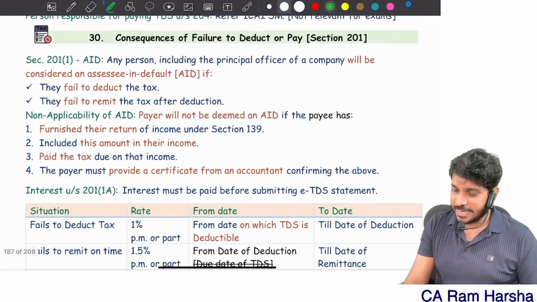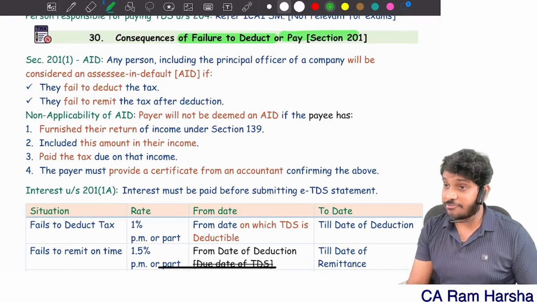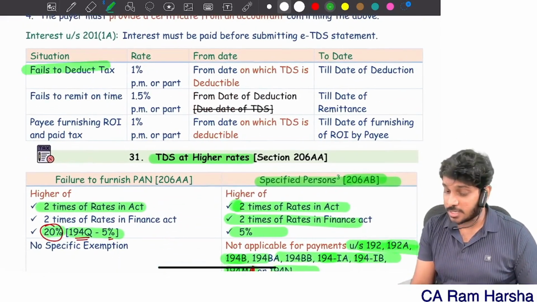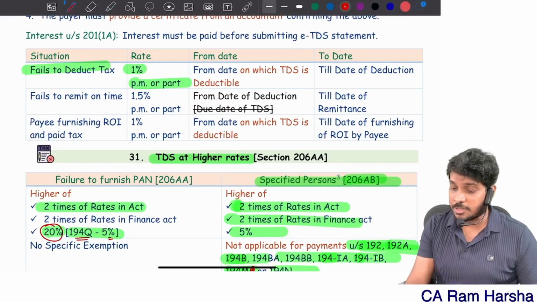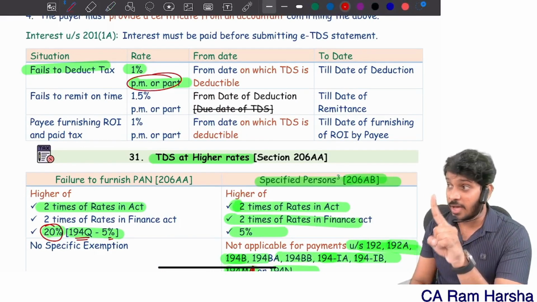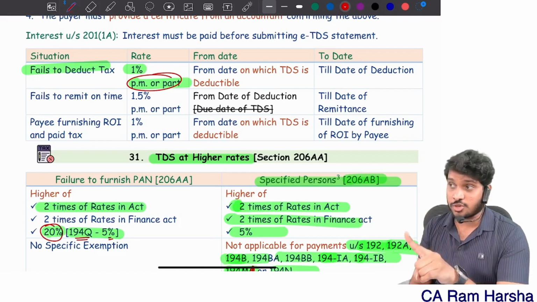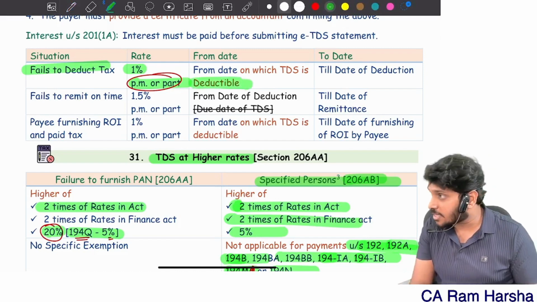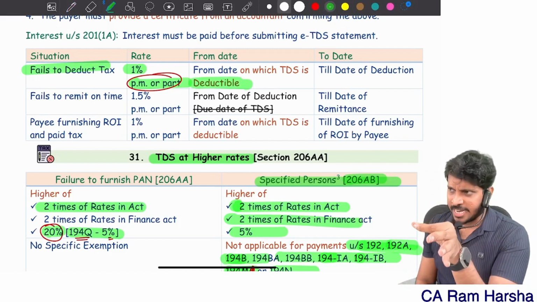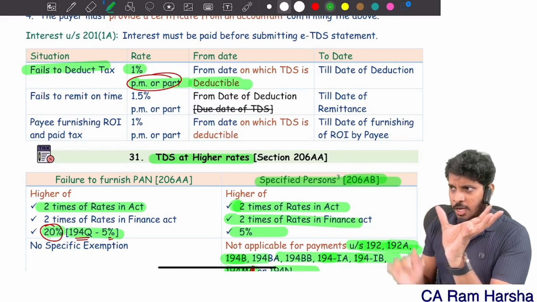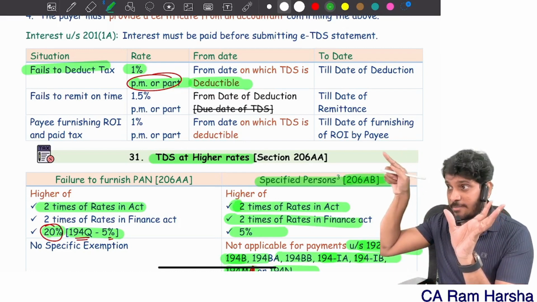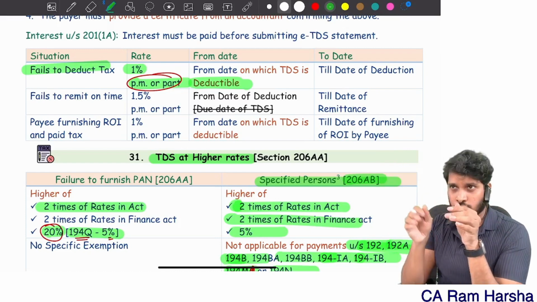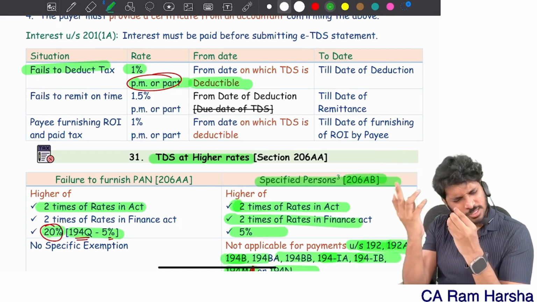Suppose I failed to deduct or I failed to remit, then I am liable to pay interest. If I fail to deduct, 1% per month or part of a month, and per month or part of a month means calendar month. We already did one illustration also in the class. Yes or no? Then from which date? From the deductible date. So the date of payment they will give, that date. Say June month it is, that date. You ultimately deducted in January month. Total June, July, August, September, October, November, December and January. So June to December, 7 months, and January.